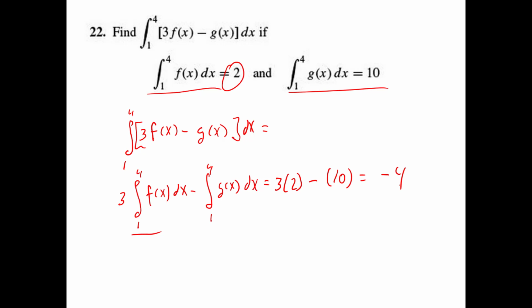So this new function, 3f of x minus g of x, has more area below the x-axis than above the x-axis. That's what this negative is telling you. Which kind of makes sense since the area above the x-axis was 2. When you multiply that by 3, you get 6. And subtract the 10, you get negative 4.